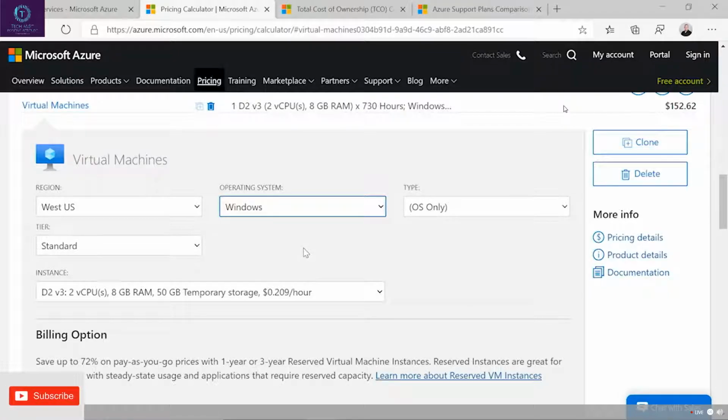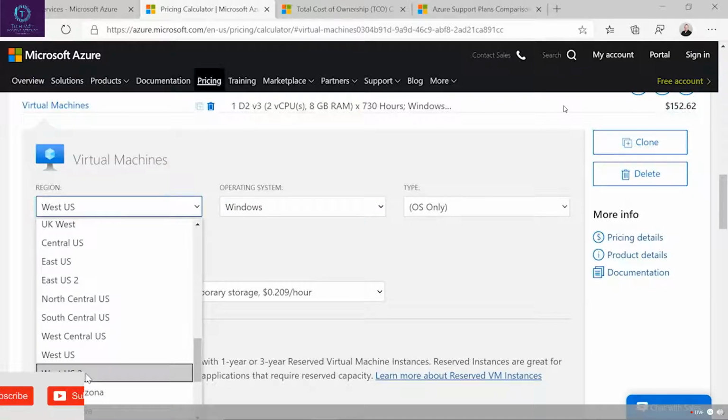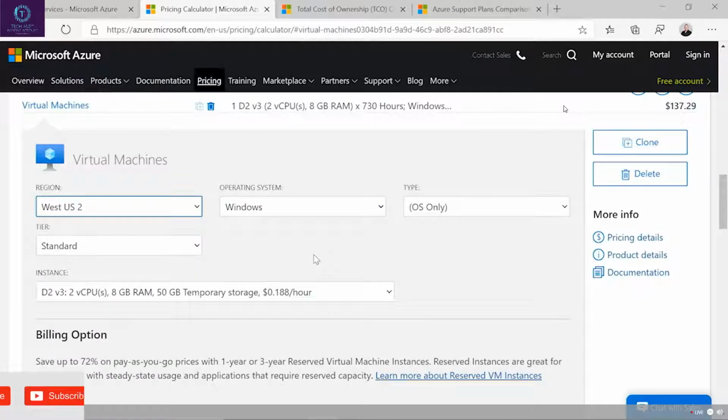But also location matters. Notice I'm in West US. Well, let's go to the newer version of West. Let's go to West 2. And notice what happens. That price goes down to $137. Why? West 2 is a newer data center. It's more efficient. Remember, economies of scale, we pass those savings on to you as our customers.